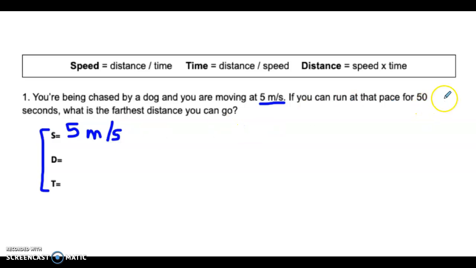All right, the next thing it says is 50 seconds. I know that seconds is going to be a representation of time, so I'm going to put 50 seconds down by the T.